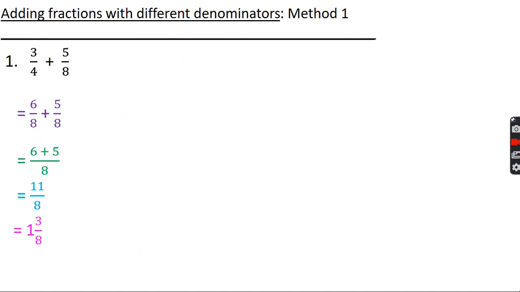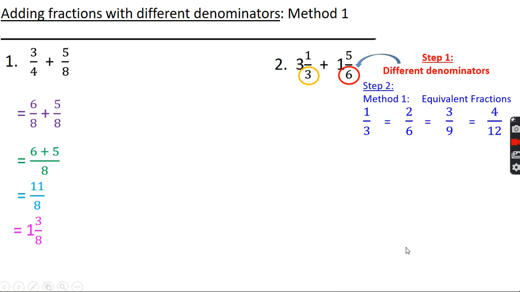Example 2. 3 and 1/3 plus 1 and 5/6. Step 1, are my denominators the same? They are not, so I move on to step 2. Step 2, equivalent fractions method. I write down the equivalent fractions for 1/3. 1/3 is equal to 2/6, which is also equal to 3/9 and 4/12.